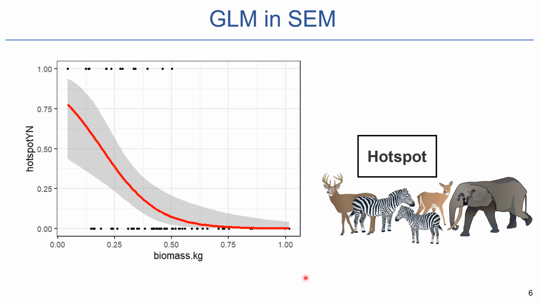Now let's look at the hotspot variable. So we can see here that this is a binary variable, and I just plotted the predicted effect of biomass on hotspot here, and we see that 0 means no, this is not a hotspot, and 1 means yes, this is a hotspot of biodiversity. And what we see here is that increasing biomass actually decreases the probability of the place being a hotspot, because as we remember, the authors assumed that high biomass would prevent animals from seeing the predators there.